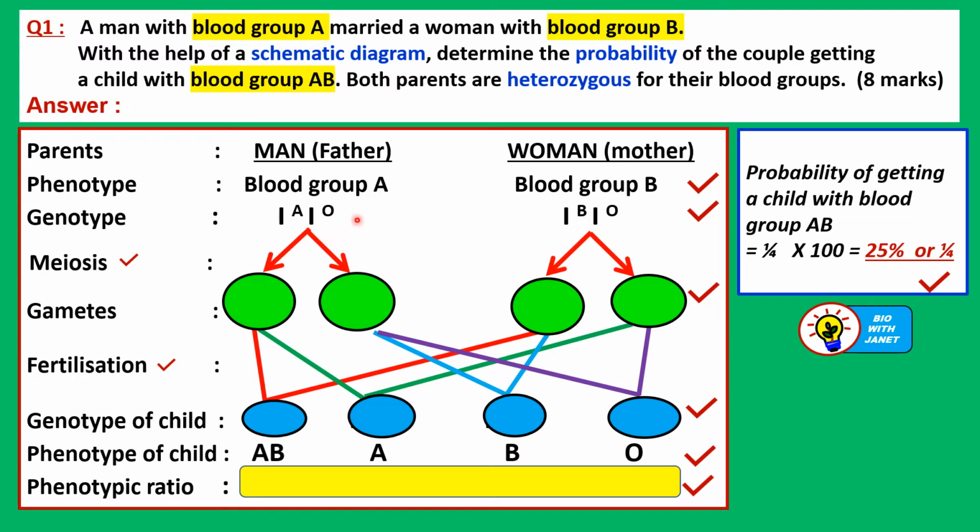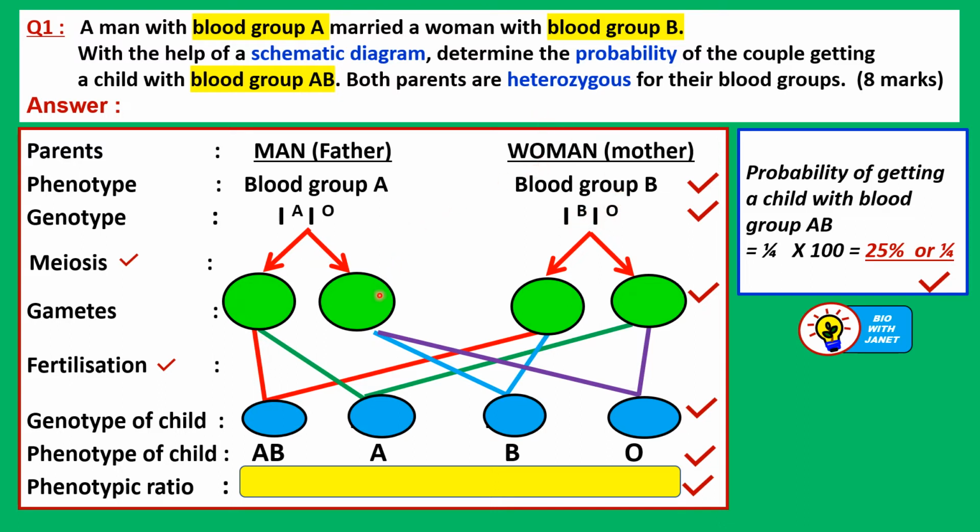Since he's blood group A, he must have IA, for that causes production of antigen A, right? And the other one is IO. Because IO is recessive, it will not express its trait. Okay, so IA will express its trait. IA is the dominant allele. Now, for a woman with blood group B who is heterozygous, the genotype is IB IO. These are the two different alleles present in a person with blood group B. The IB will cause formation of antigen B.